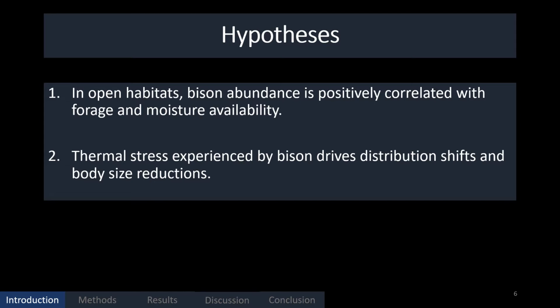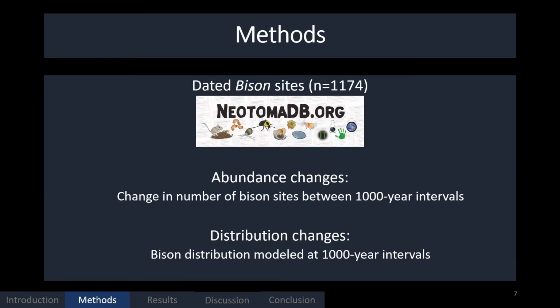So based on those relationships that I just discussed, we wanted to explore how bison responded to precipitation changes and temperature changes in the past. We expected bison abundance to respond positively to increased forage and moisture availability as long as habitats were open. And we also expected that bison underwent thermal stress, and this thermal stress drove changes in both body size and distribution.